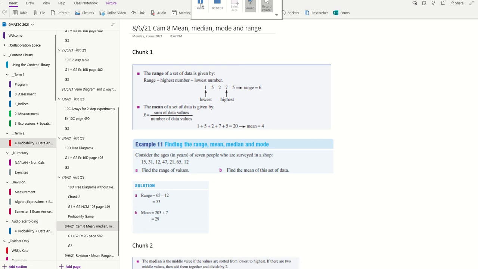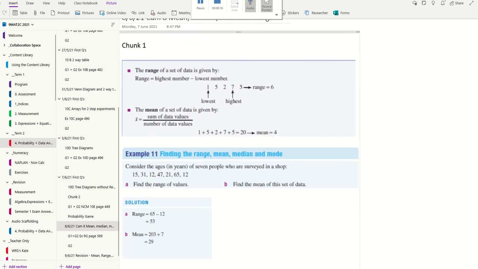Today we're going to revise mean, median, mode and range, and we're going to use the Year 8 textbook to do it because it is better laid out than the Year 9 one. So in chunk 1 we're going to have a look at range and mean.